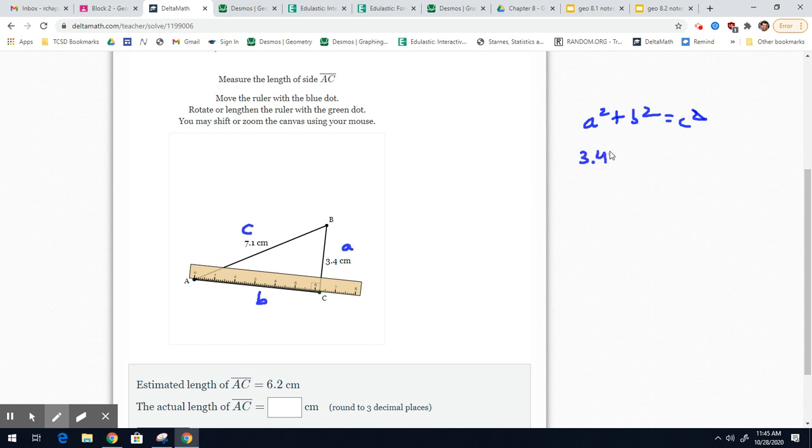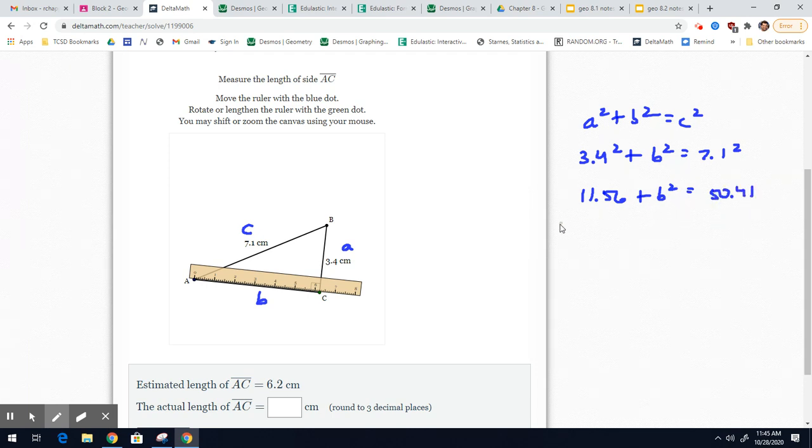So 3.4 squared plus b squared equals, and that should be a squared, sorry, equals 7.1 squared. I will square 3.4 separately right now. So 3.4 squared, that's 11.56. I'll leave b squared alone, and I'll square 7.1. That's 50.41.